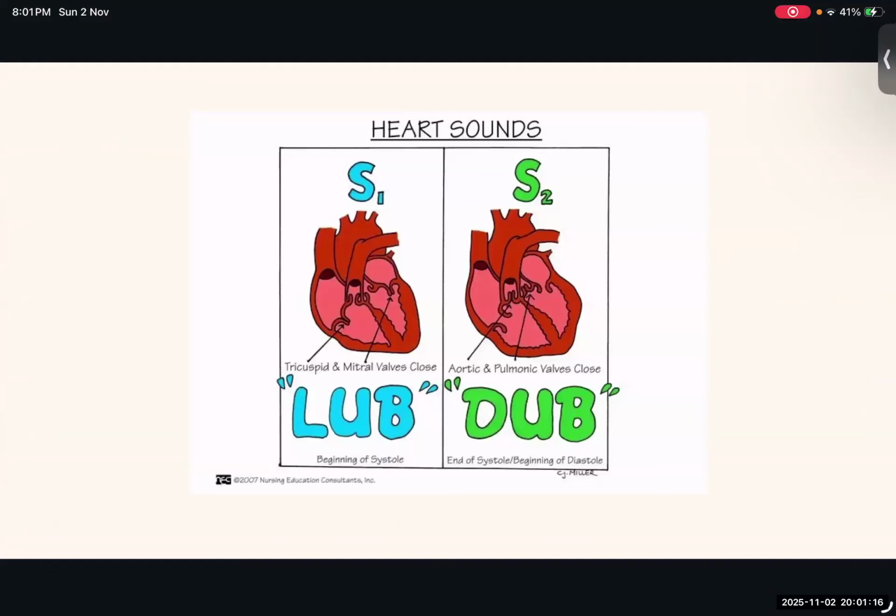So we have two heart sounds that are natural and normal in the human. We have the S1 and S2 heart sound, which they call lub and dub.